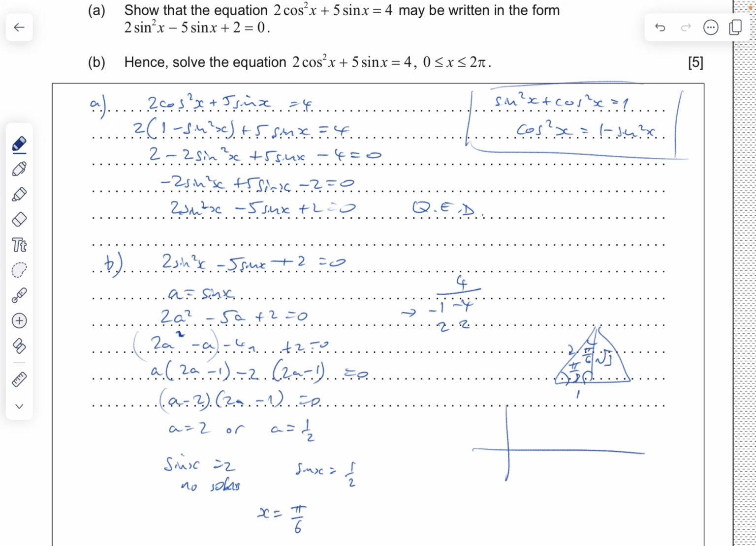Check on a sine graph. This one's between 0 and 2 pi. Pi over 6 is one solution, and the other is pi over 6 that way, so this is 5 pi over 6. And I've got no other solutions to positive a half anywhere down here because the other one's a negative a half here. So those are my solutions.